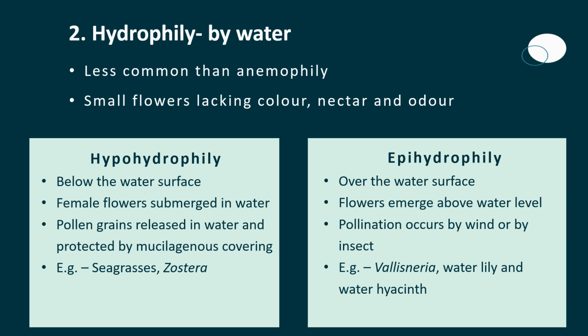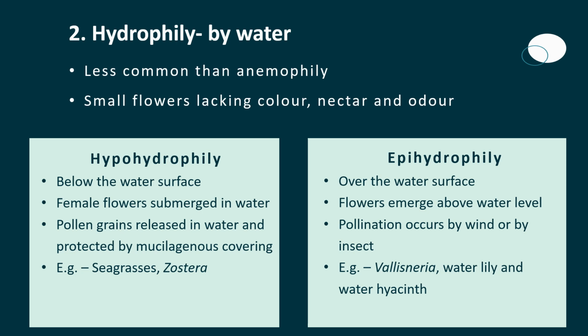Hyperhydrophily is when pollination takes place below the water surface. Female flowers remain submerged in water and the long ribbon-like pollen grains are released in water and protected from wetting by mucilaginous covering, as observed in seagrasses and Zostera.